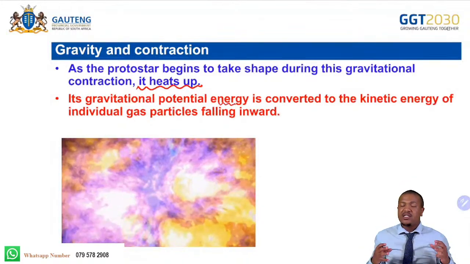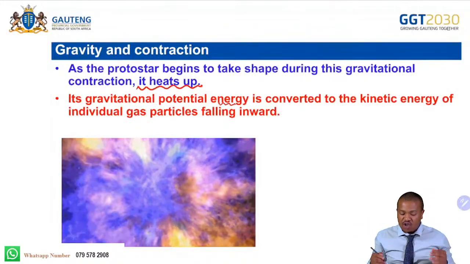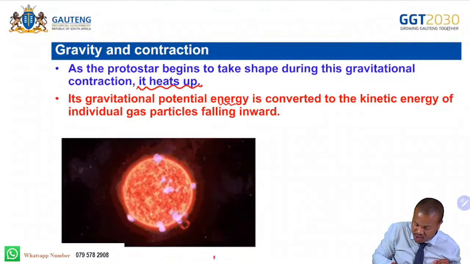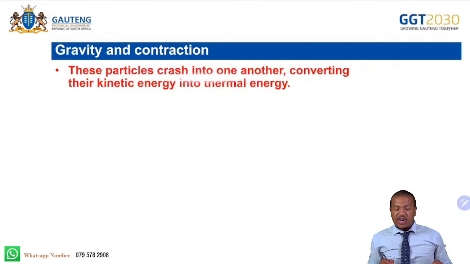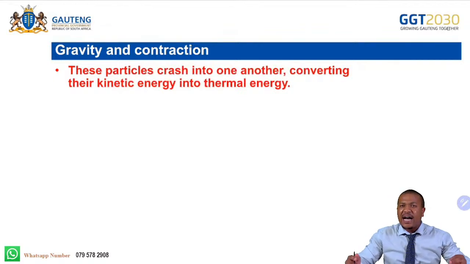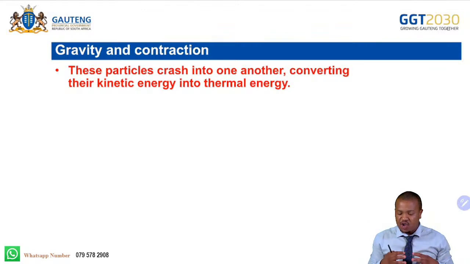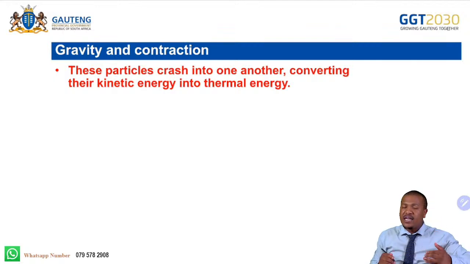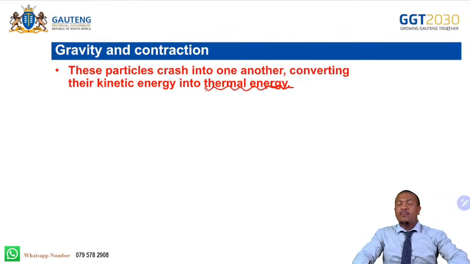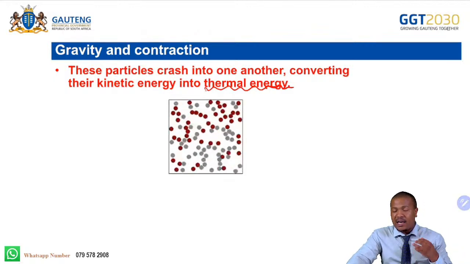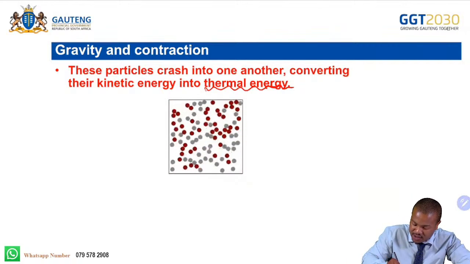The gas particles are falling inward and causing a lot of movement, as we can see also from our picture alongside here. Are we together? So now these particles, as they are moving, are bumping into one another and crashing into one another, right? By doing that, they convert this kinetic energy into heat energy, or thermal energy, right? As there's more and more bumping of these gas particles, the kinetic energy is transferred to thermal energy, right? So this is how it happens.